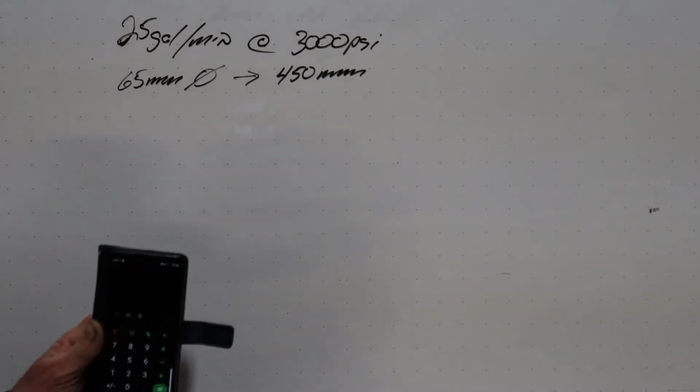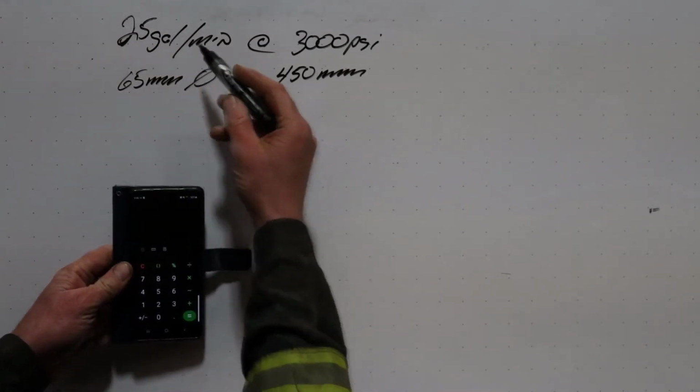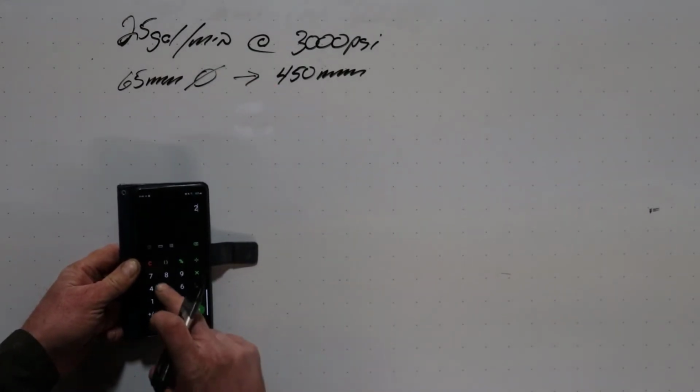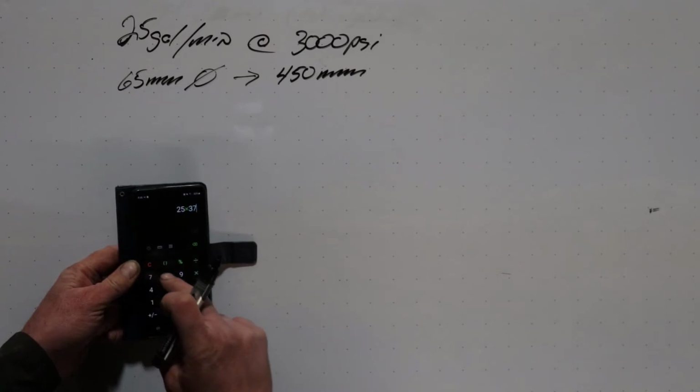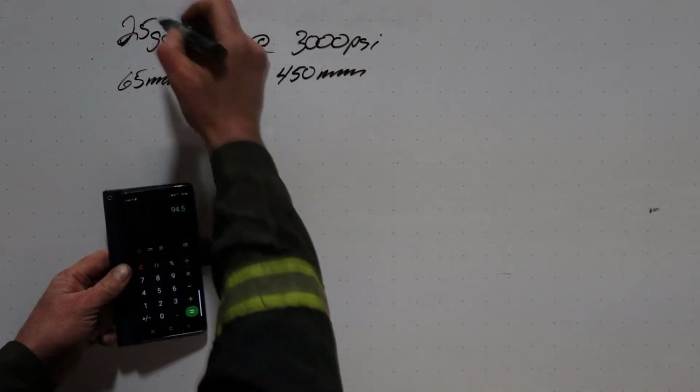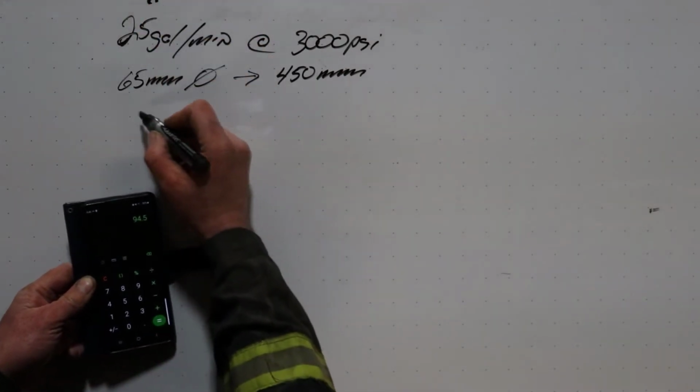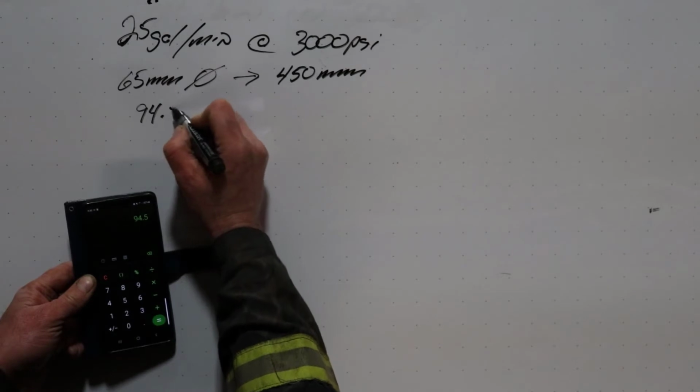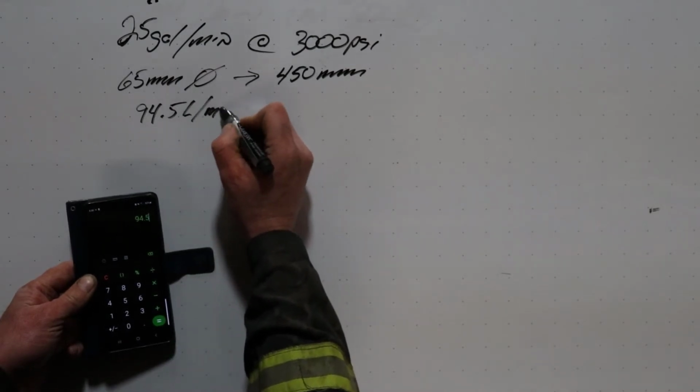So to start off, I'm going to convert all my imperial stuff into metric. Okay, so gallons a minute: 25 times 3.78 equals 94 liters per minute.